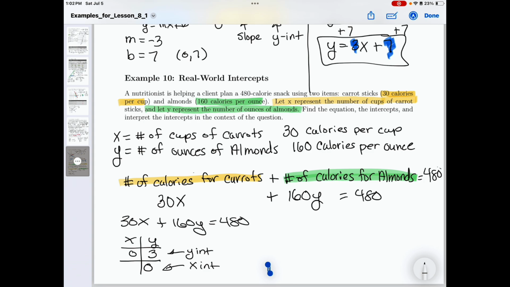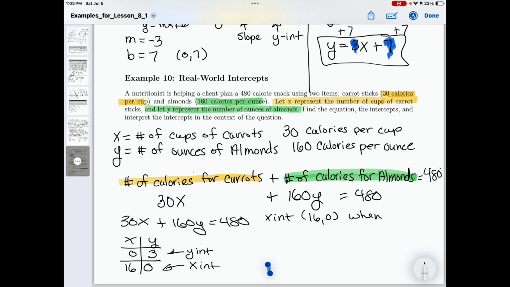Now to find the x-intercept, that's the value of x when y is 0. So I'm going to plug in 0 for y, so the 160 times y disappears because 160 times 0 just disappears. And I'm left with 30x is equal to 480. Then, if I divide both sides by 30 to solve for x, I'm going to get 16. So my x-intercept is (16, 0). So what does that mean?